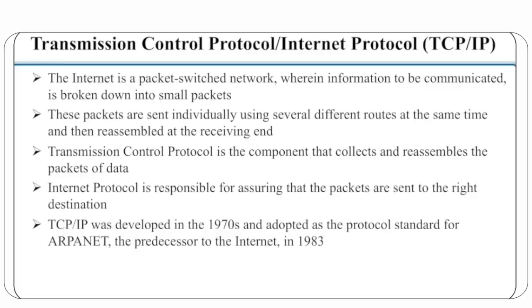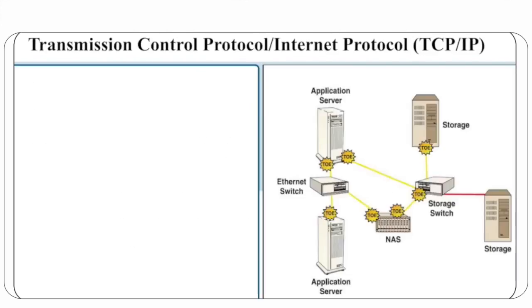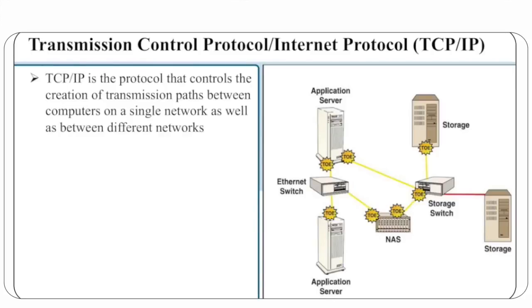TCP and IP was developed in the 1970s and adopted as a protocol standard for ARPANET, the predecessor to the Internet, in 1983. The pictorial depiction of TCP and IP model is as shown on your screen. TCP/IP is the protocol that controls the creation of transmission paths between computers on a single network as well as between different networks.